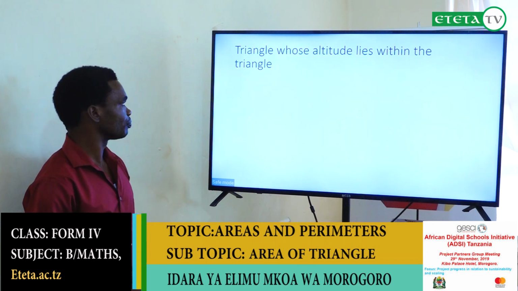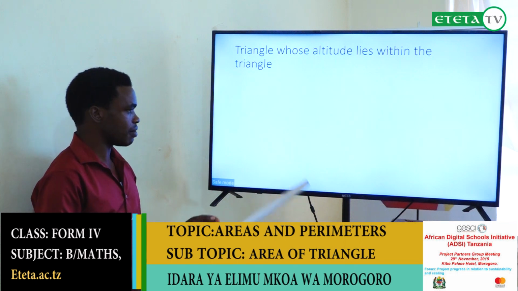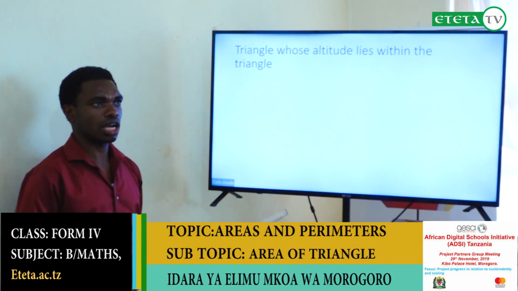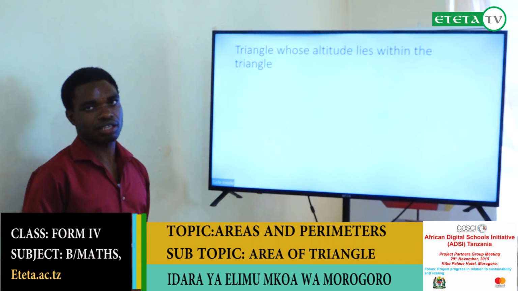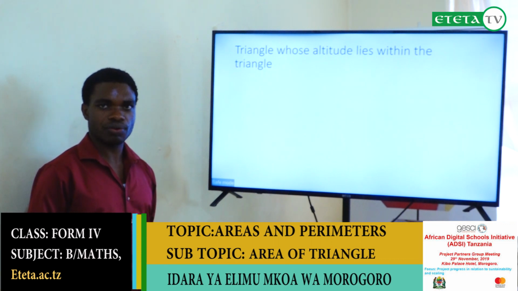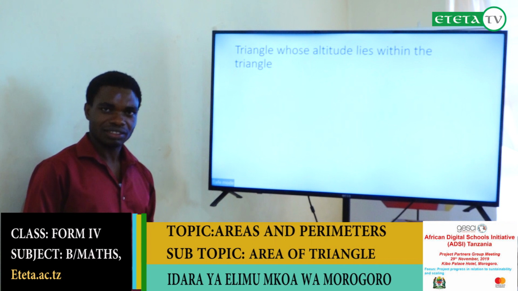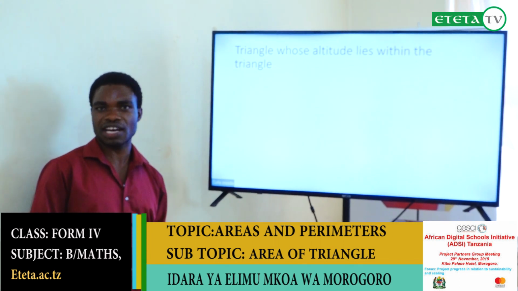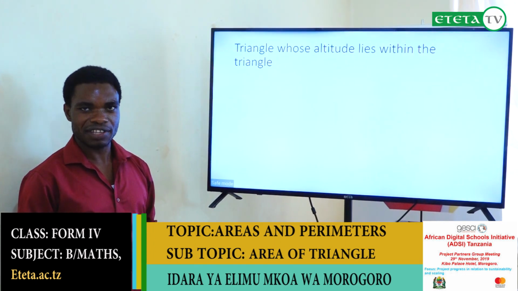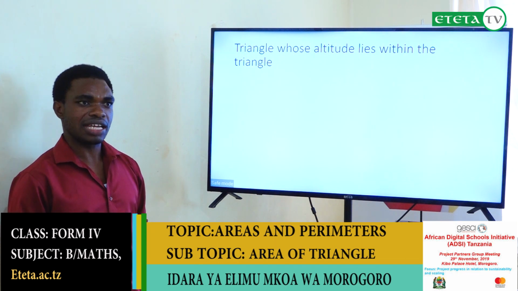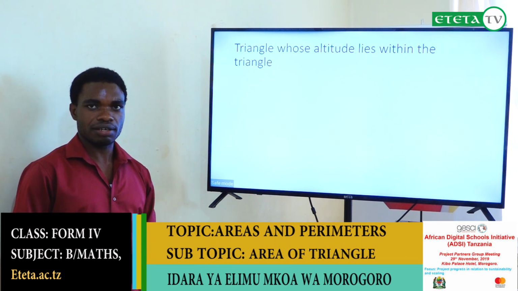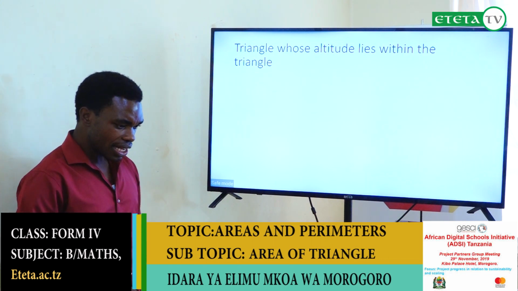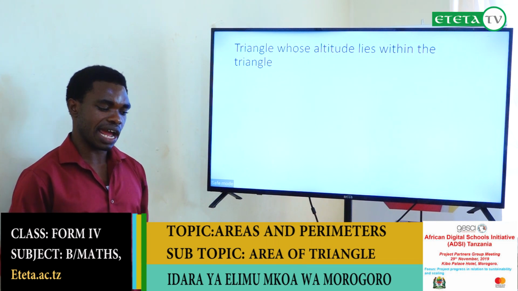Now let us see another concept related to the area of the triangle. There are some triangles whose altitude rises within the triangle, and there are some triangles whose altitude lies outside. But there are other triangles whose altitude is one of the sides of the triangle, as in the case of the right angle triangle. Now let us see the other cases where the altitude rises either within the triangle or outside the triangle. Let us start with the triangle whose altitude rises within the triangle.